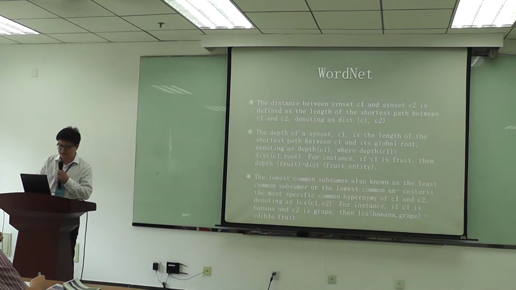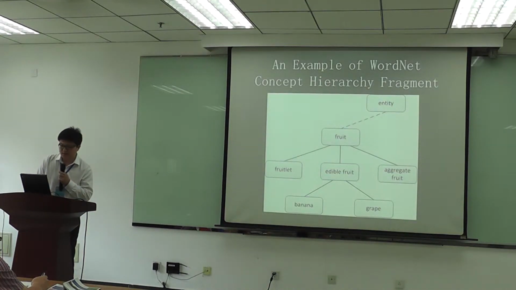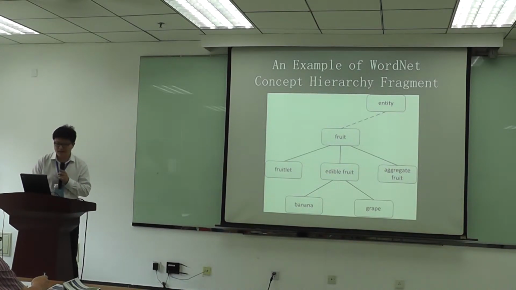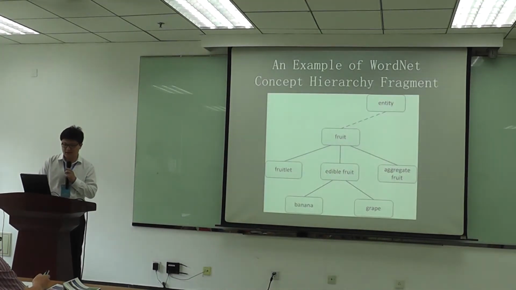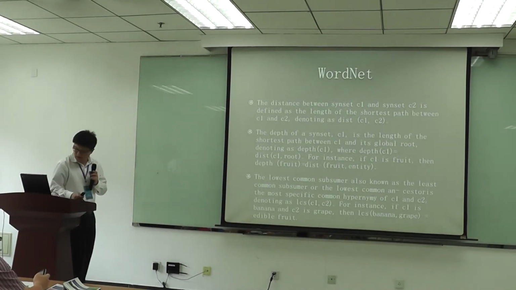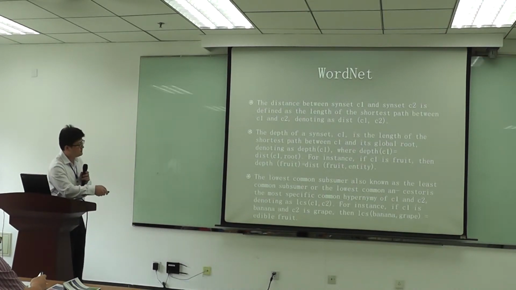To briefly introduce WordNet, this page basically talks about three things. What is the distance between two synsets? What is the depth of a synset? And what is the lowest common subsumer? For example, banana and grape both belong to edible fruit, and edible fruit is their lowest common subsumer, which is the third one.